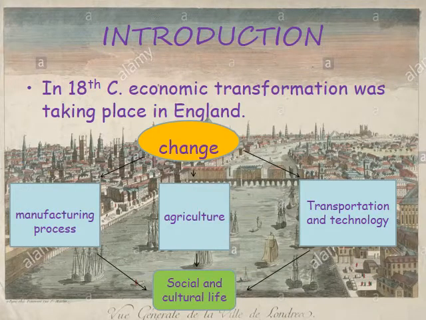When the political revolutions were changing the political scenario in Europe and America, during the second half of the 18th century, economic transformations were taking place in England. It was a period when changes in the manufacturing process, agriculture, transportation, and technology had a profound effect on its social and cultural life.